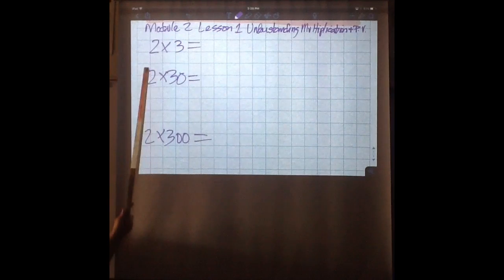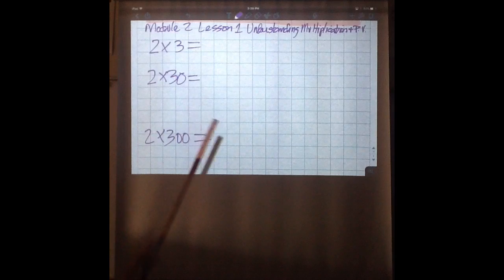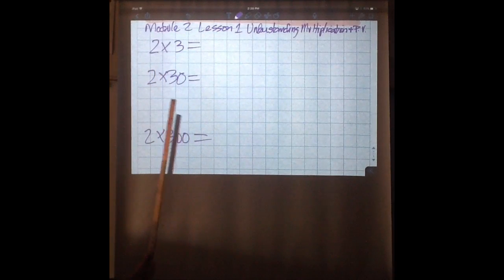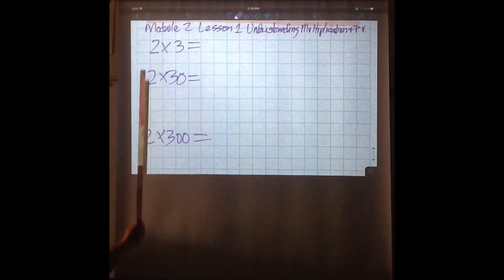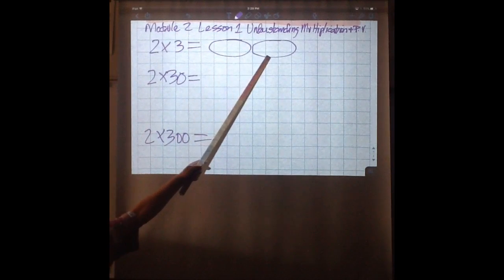As you can see, this is 2 times 3. Now, we've talked about this before, and I think we talked about the 2 as being items. Today I'm going to switch it a little bit. Let's talk about the 2 as groups. 2 groups, okay? So there's my 2 groups. There's 1 group, there's 2 groups.